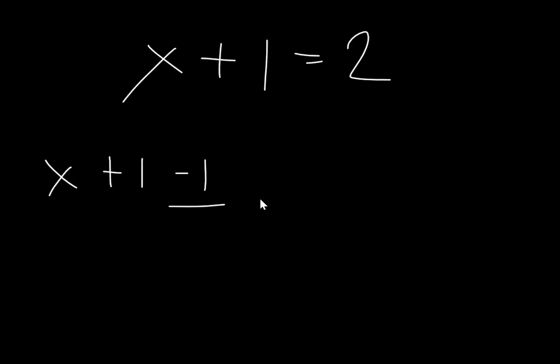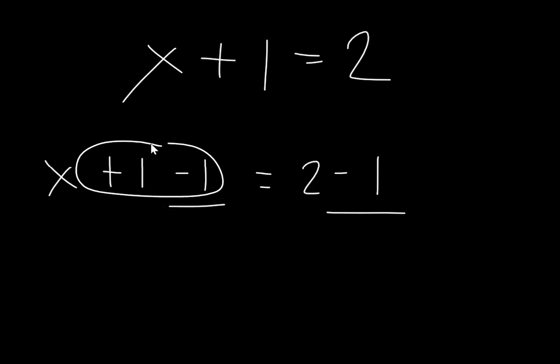So let's try x plus 1 equals 2. If we subtract 1 from both sides, this is what it was before. We did the exact same thing to both sides. Plus 1 minus 1 cancels out. x equals 2 minus 1, which is 1.